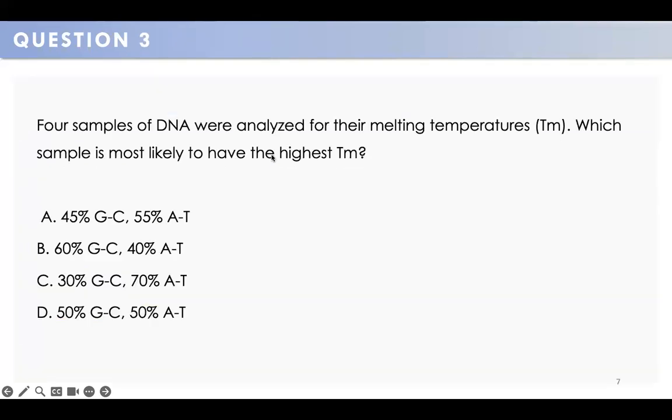So, third question. 4 samples of DNA were analyzed for their melting temperature. Which sample is most likely to have the highest melting temperature? Okay, so you're already answering B. Excellent. Yes, so it is B.